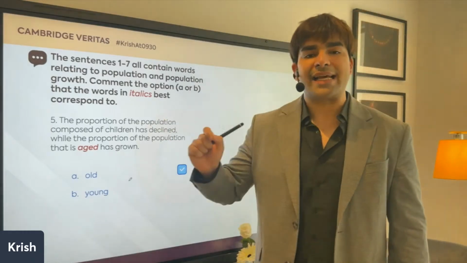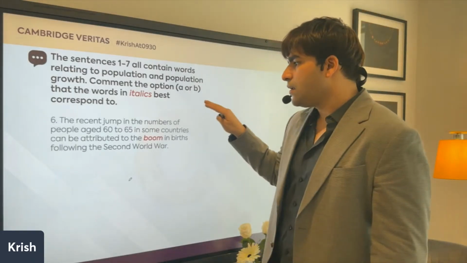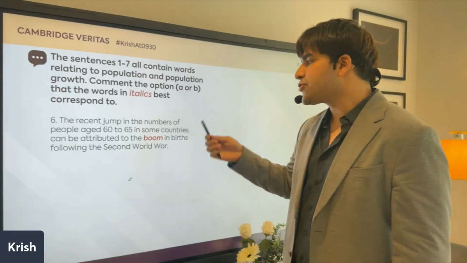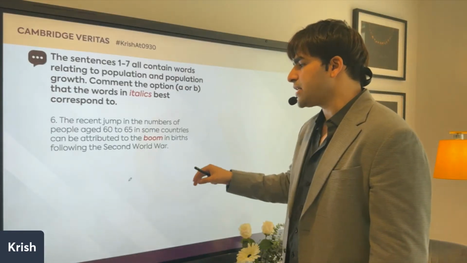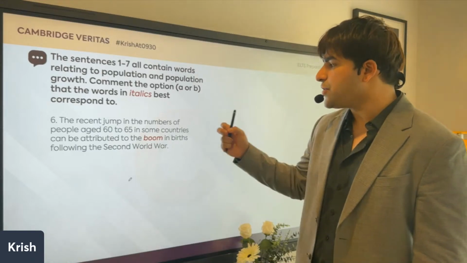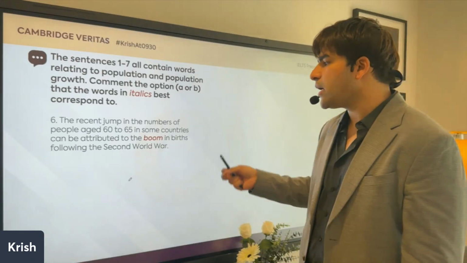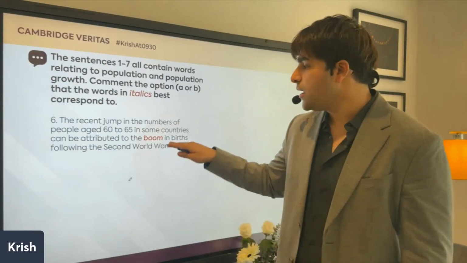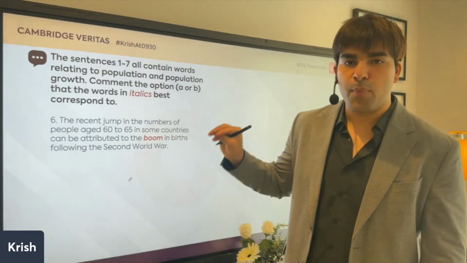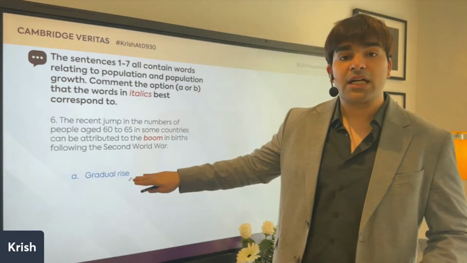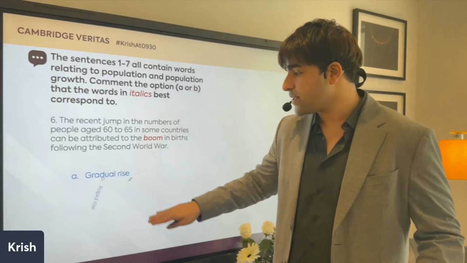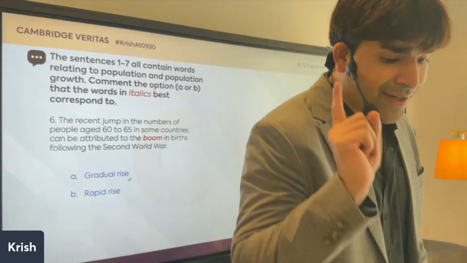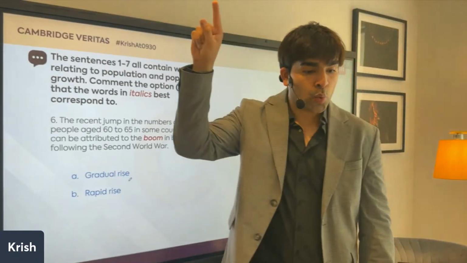Now, let's look at sentence number 6. The recent jump in the numbers of people aged 60 to 65 in some countries can be contributed to the boom in births following the Second World War. Very technical sentence, but we only have to focus on the word in italics, which is boom. Is it gradual rise or is it rapid rise? What is it? Is it gradual or is it rapid?